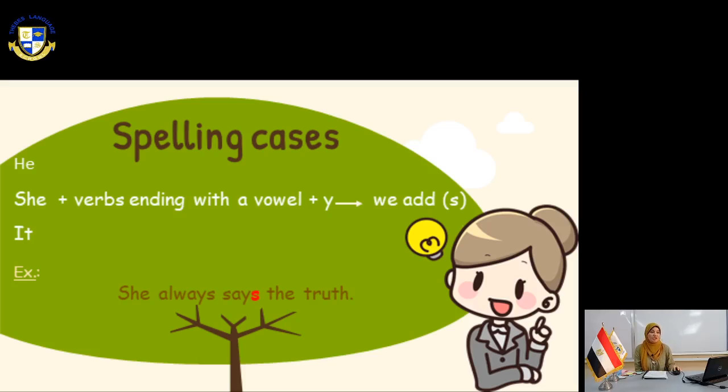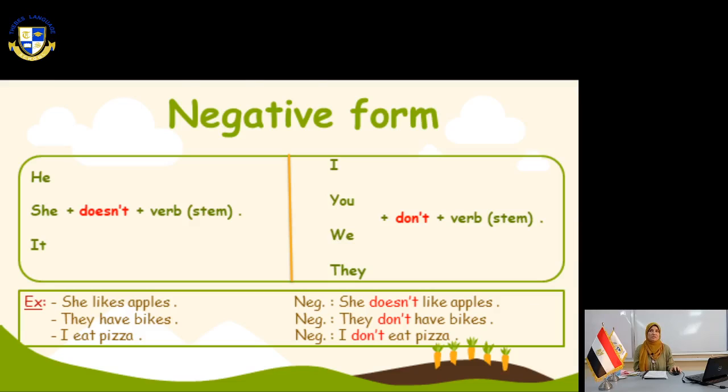But if he or she or it, and then we have a verb ending with a vowel and then Y, a vowel before the Y. The vowel is very strong, strong enough to catch the Y from running away from the verb. So we will put only S after the Y. So a vowel, then Y, then S. For example, she always says the truth.